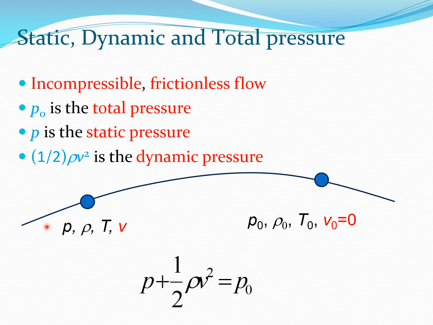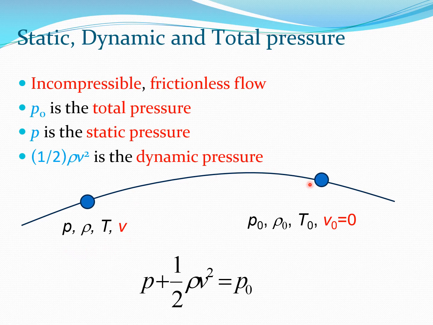So let us now consider a typical flow. This is a frictionless flow. It's also incompressible. And let's say there is a streamline like this and there are 2 points in this flow which I have shown by these blue circles. Now at the first point, the point properties are P, rho, T and V. These are the pressure, density, temperature and velocity.